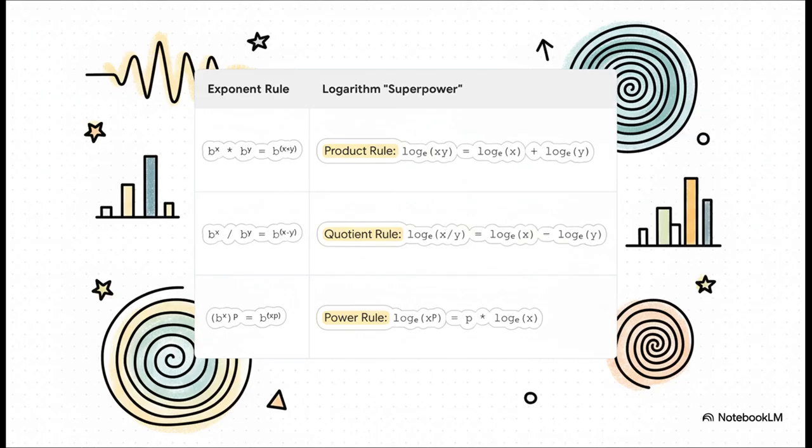Now, just glance over to the right. The log superpowers are a perfect mirror. The log of a product, it turns into a sum of logs. The log of a division, it becomes a subtraction. And a log of something to a power, you can just pull that power right out front. They're exactly the same logic.